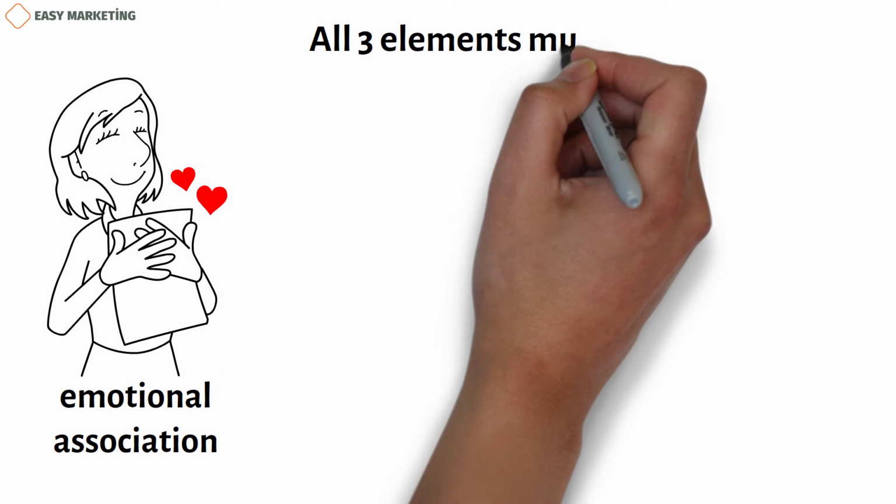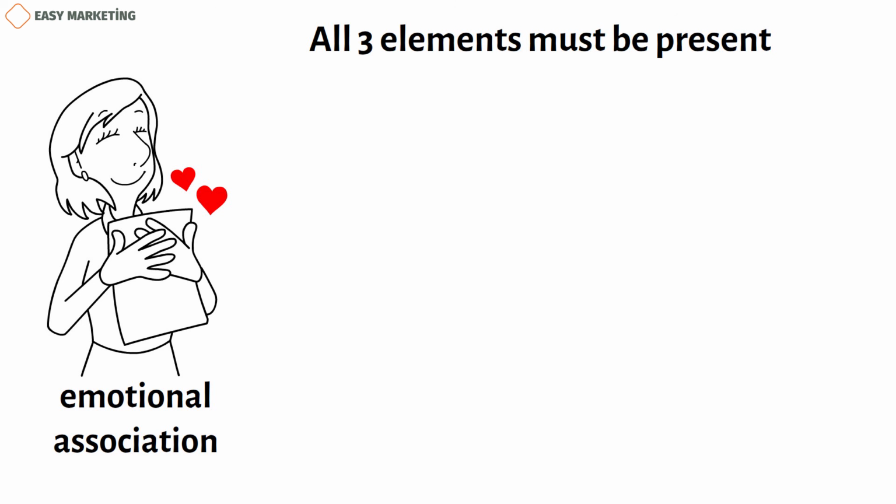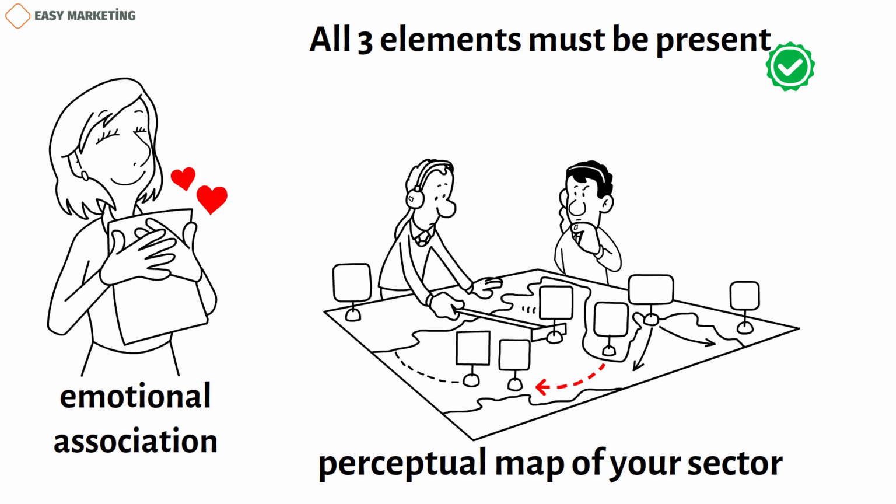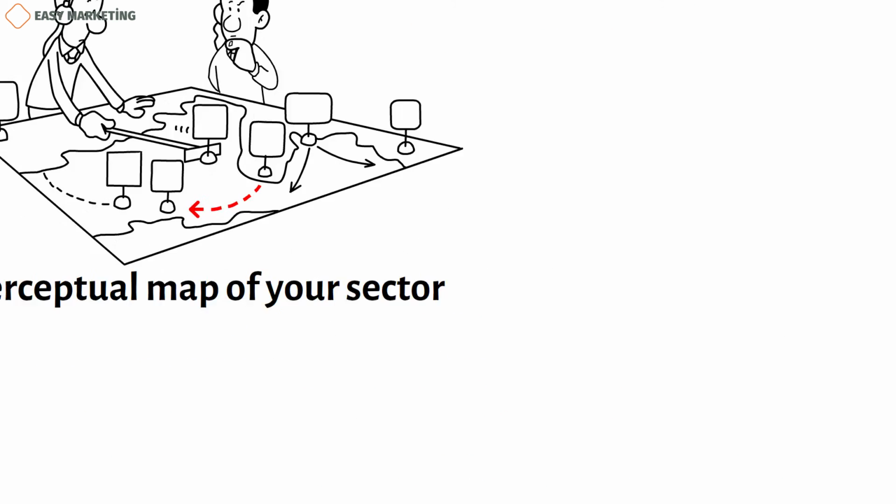All three elements must be present for the product positioning to be effective. Making a perceptual map of your sector can help you see this. Look at what matters to your audience and where you and your rivals fall on the map.